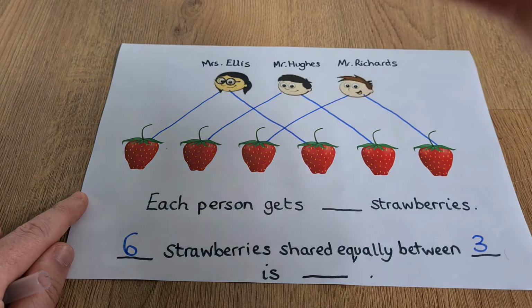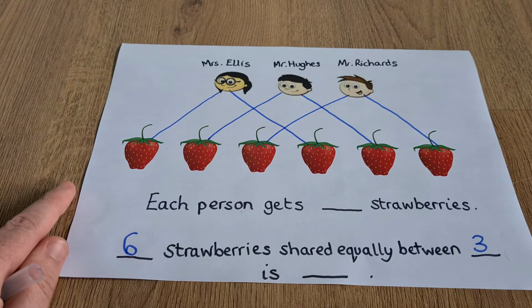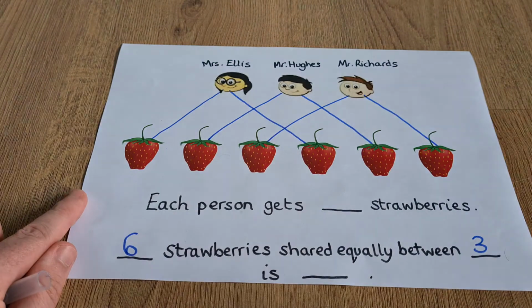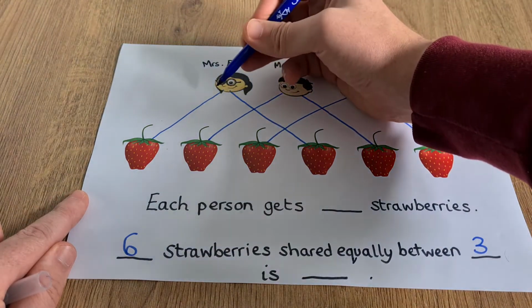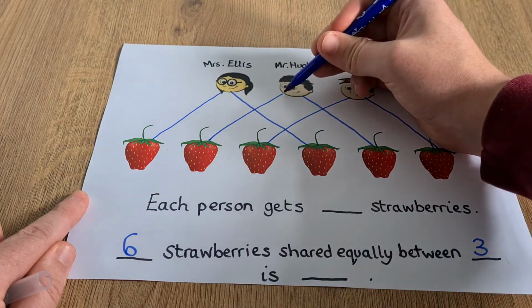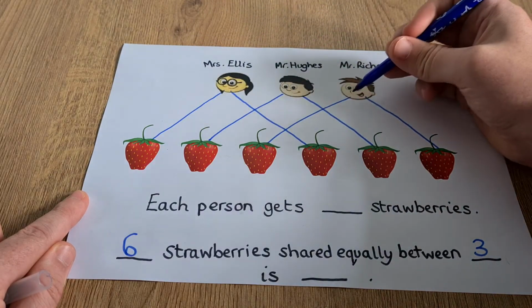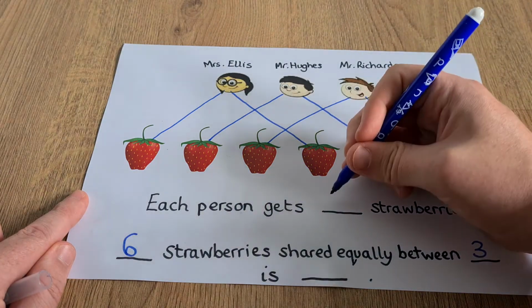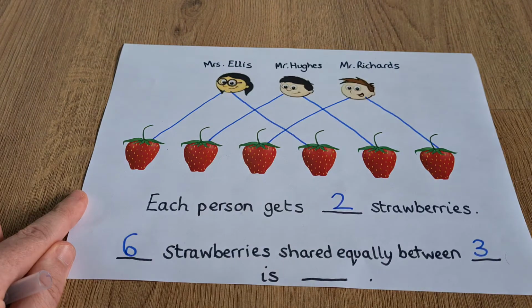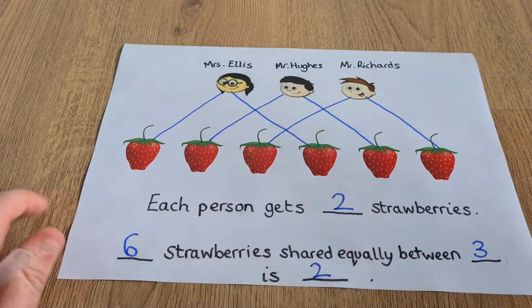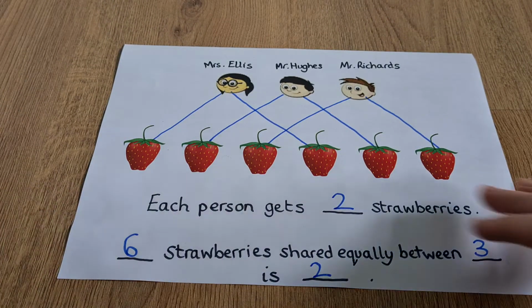So now I need to count how many each person has got, and to do that I need to see how many lines go to each person. So to Mrs. Ellis, I've got 1 line, 2 lines, and Mr. Hughes, 1 line, 2 lines, and Mr. Richards, 1 line, 2 lines. So each person gets 2 strawberries, and 6 strawberries shared equally between 3, therefore, is 2. So that's one method.